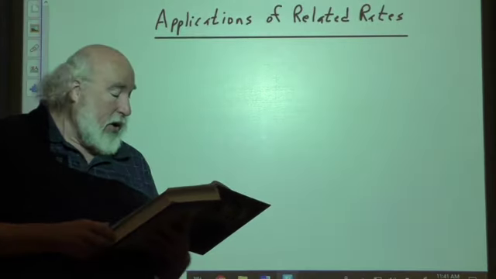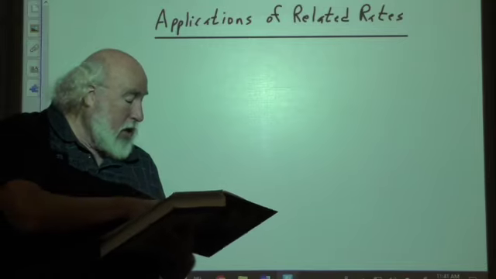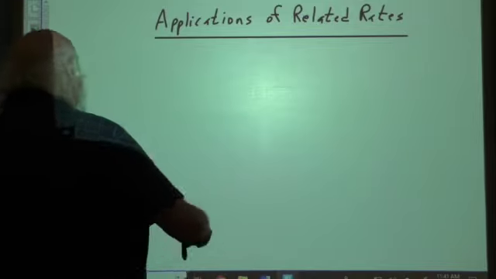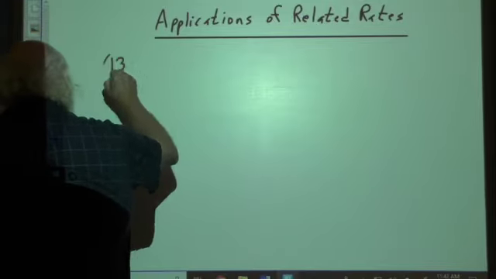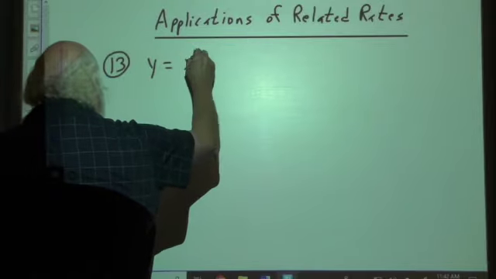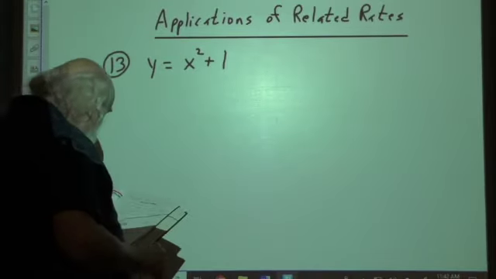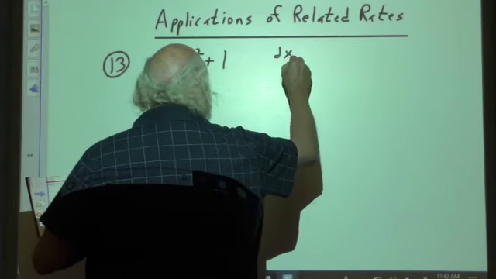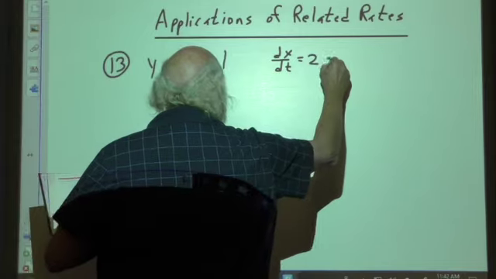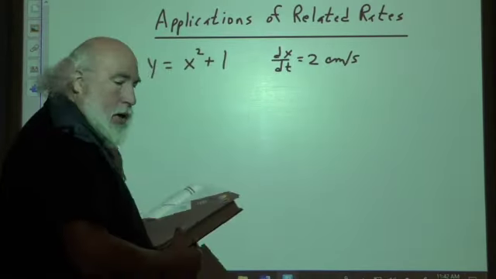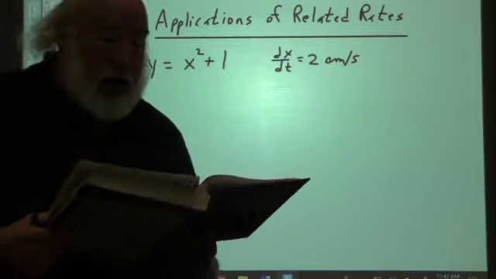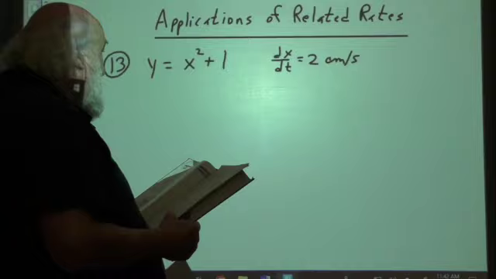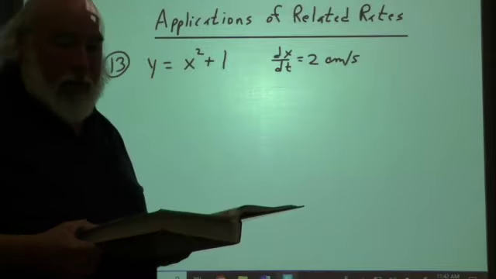Number 13 says, find the rate of change of the distance between the origin and a moving point on the graph, y equals x squared plus 1. All right, so this is number 13. y equals x squared plus 1, if dx/dt is 2 centimeters per second. Now, I'm going to tell you that it's asking you to find the rate of change of the distance between the origin and a point on that graph.